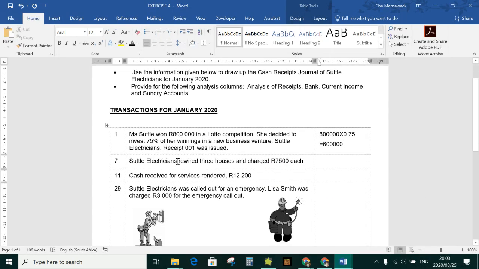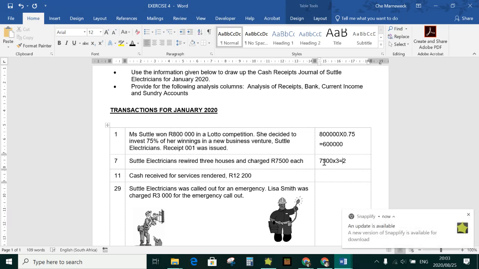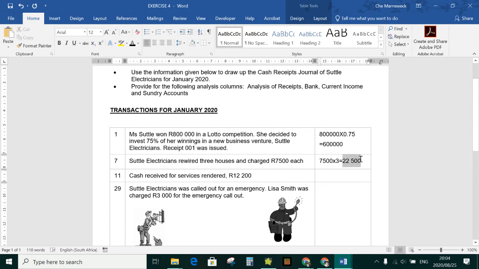Subtle Electricians rewired 3 houses and charged 7,500 each. We are an electrical company. We are rewiring their house, so we are providing a service. So we want to work out 7,500 times 3, and you can do that on your calculator. And you should get 22,500. Okay, so we're going to record that.